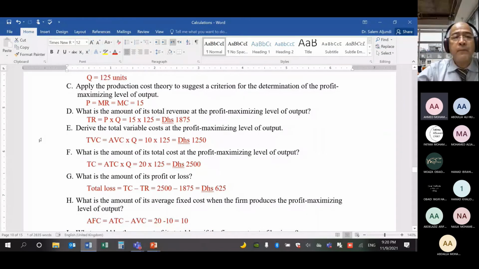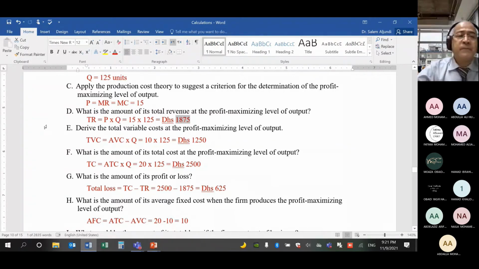What is the amount of its total revenue at the profit maximizing level of output? Total revenue equals price times quantity, price per unit times the quantity. So the equilibrium price is 15, the optimal quantity is 125. So this is the total revenue: 1,875. This is the formula for calculating total revenue, price times quantity. Let's go to another question.